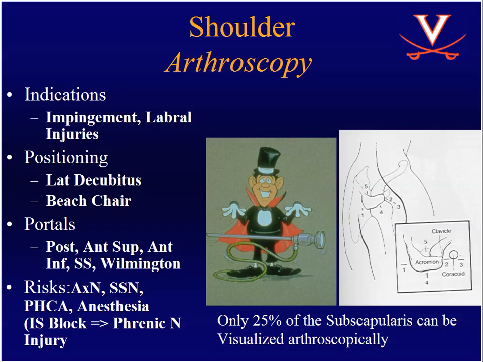Other portals include the Neviaser portal, which can be used for SLAP tears, done through the fibers of the cuff. Another portal not shown here is the port of Wilmington, which is just anterior to the posterolateral edge of the acromion. The port of Wilmington is helpful for assessing posterior SLAP lesions. Recognize that arthroscopically, you're not seeing the entire subscap. You're only seeing about a quarter of it. And that was a test question in and of itself.